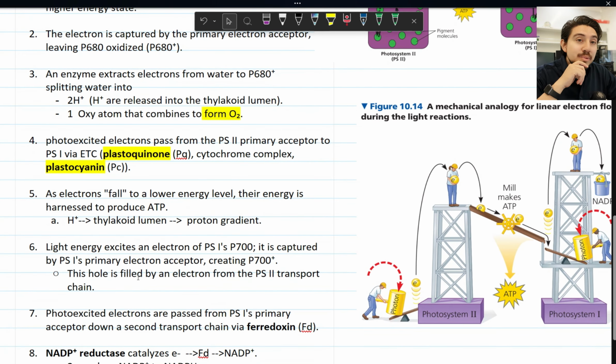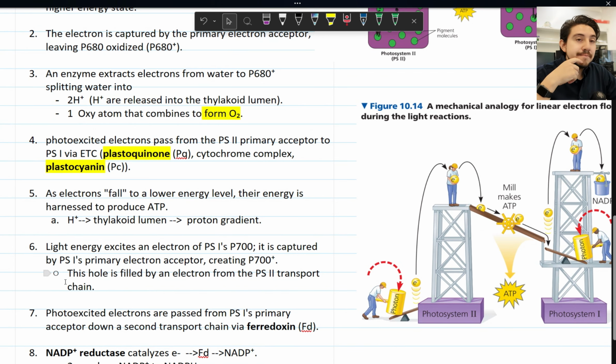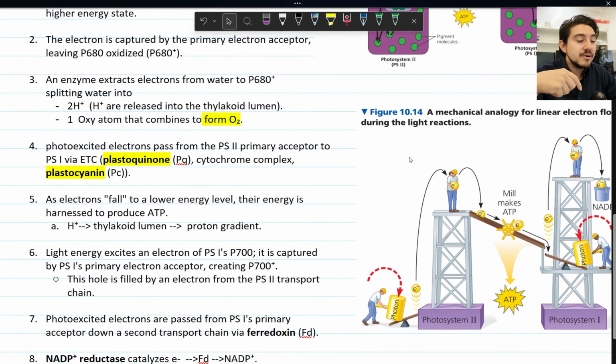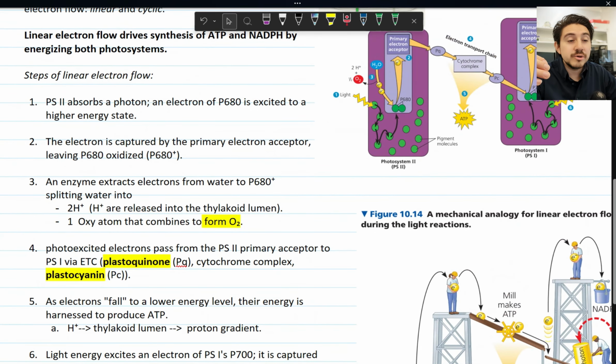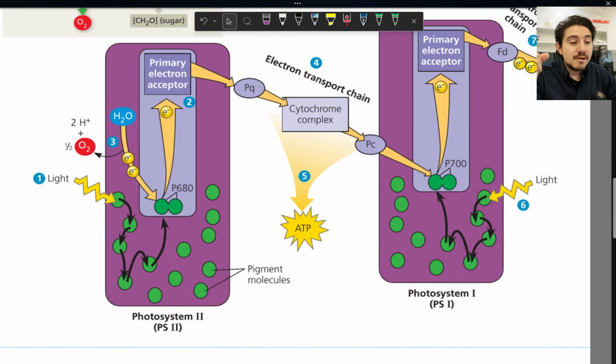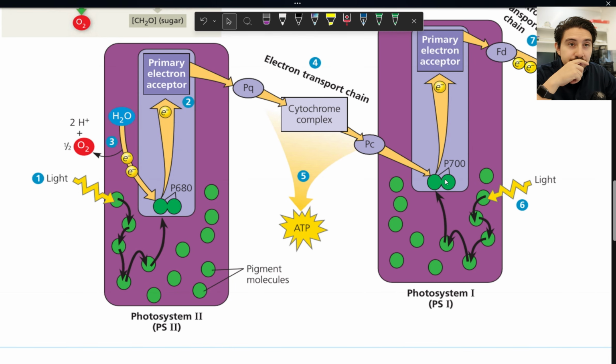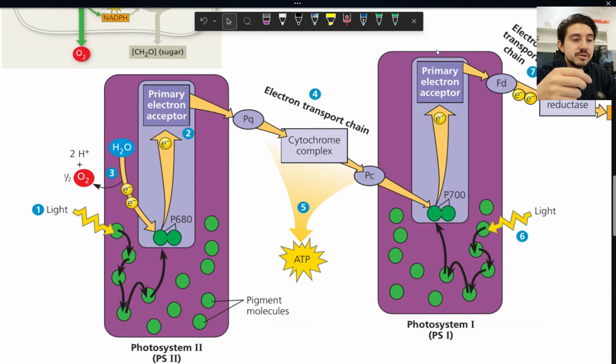Okay, so then what happens as electrons are passing to photosystem 1, the chlorophyll molecules there are also harnessing light energy, and it's exciting an electron from photosystem 1's chlorophyll, which is P700. Okay, P700. So you have an electron here, and it's being shuttled out just because there's so much energy being absorbed by light. This goes to another primary electron acceptor, which will continue another electron transport chain.